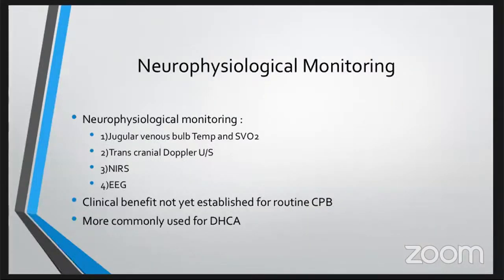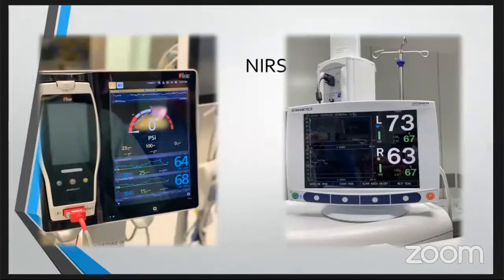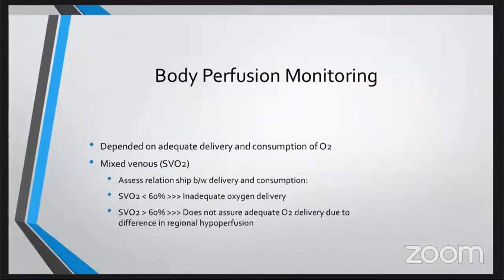For neurophysiological monitoring, using a jugular venous bulb temperature and venous sat, transcranial Doppler ultrasound might be used as well, and using NIRS and EEG. Clinical benefit is not yet established for routine cardiopulmonary bypass, and it's more commonly used for deep hypothermic circulatory arrest. And this is how the NIRS, near infrared spectroscopy, looks, to monitor the brain oxygenation.